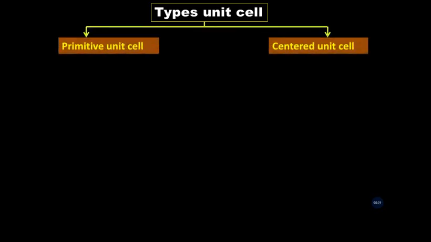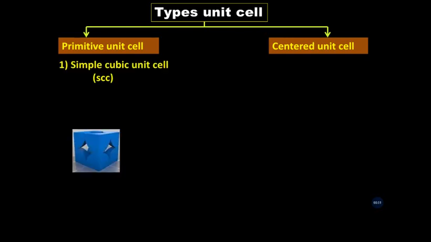There are basically two types of unit cell consisting of different types of crystal systems. These are the primitive unit cell and the centered unit cell. The primitive unit cell includes only the simple cubic unit cell. The simple cubic unit cell is also called the primitive unit cell. Then we discuss the centered unit cell.